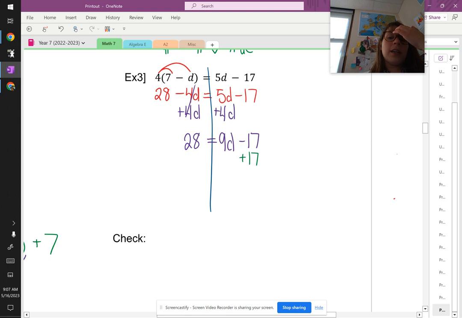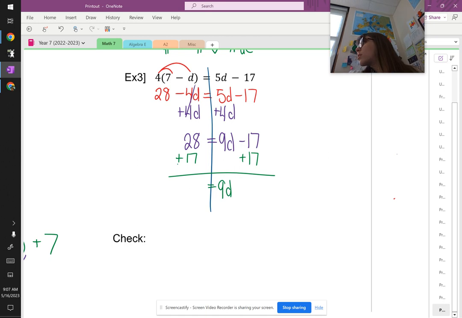Getting rid of the minus 17 by doing the inverse of that and adding 17 to both sides. So 9d is equal to 28 plus 17.